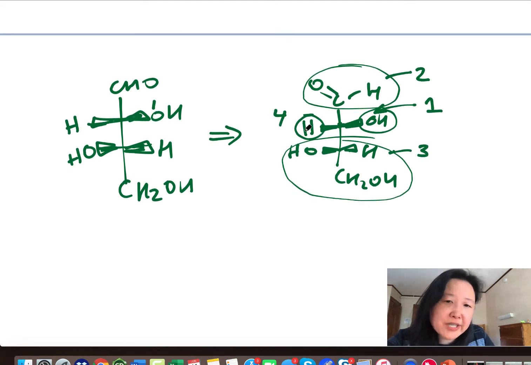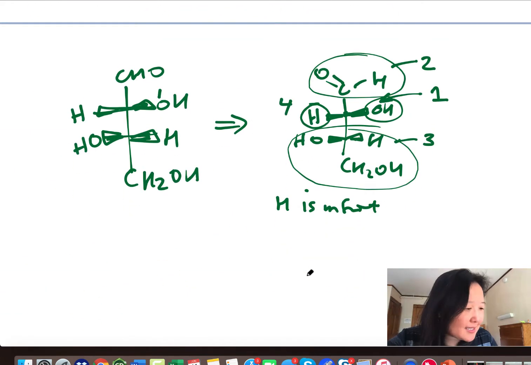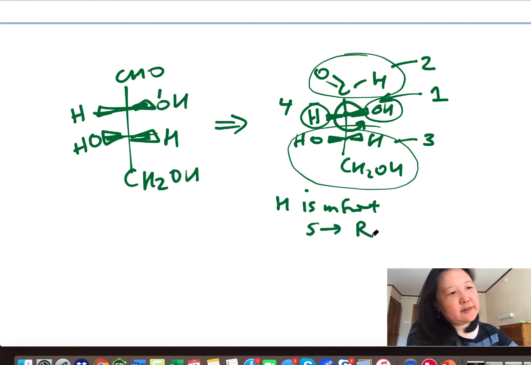But now here's the thing with Fischer projections, 4 is in the front, because these lines going across are actually wedges. So 4 is in the front, H is in front. So now I have to switch my answer. If I memorized that clockwise is R, but 4 is in the front, then I have to flip it to S. So 1 to 2 to 3 is counterclockwise, which I would normally think of as S, but because 4 is in the front, it switches everything. So S turns into R, or counterclockwise turns into clockwise. Okay? So this chiral center right here would be R.